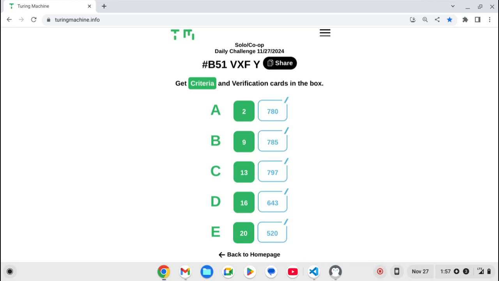Let's begin. Today's November 27th, 2024, and we're solving the Daily Turing Machine Puzzle. Today's puzzle uses the following 5 criteria cards: criteria card 2, 9, 13, 16, and 20. And the puzzle uses the blue verification cards. The code above is your way to get more information on today's puzzle by searching the code on turingmachine.info. Let's go solve.